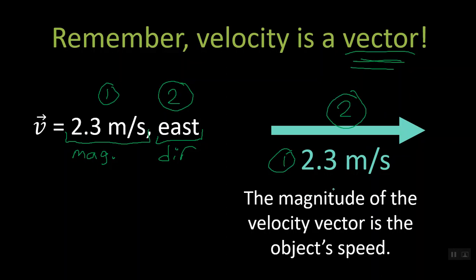Now, this whole thing, magnitude and direction, is velocity, but as we said, speed is also included in this information. The magnitude of the velocity vector is automatically going to be the object's speed. So if the total velocity is 2.3 meters per second to the east, then the object is moving at a speed of simply 2.3 meters per second.